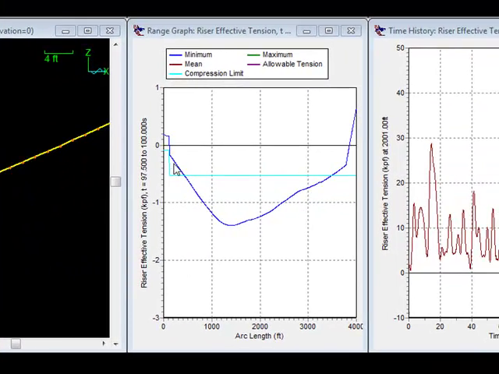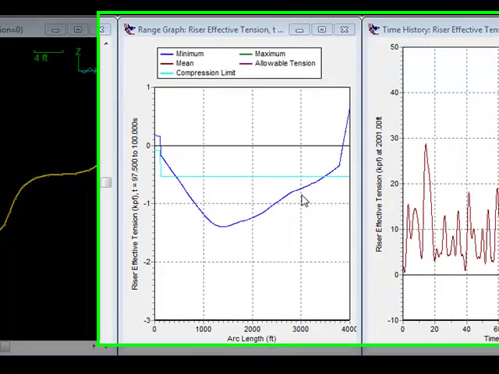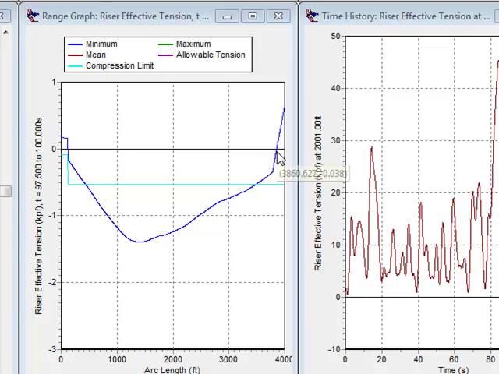The plot here is the minimum tension along the length of the riser from the buoy at 0 down to a distance of 4,000 feet. During this simulation period, this plots the maximum negative tension, or maximum compression, that's seen during this section of the simulation.